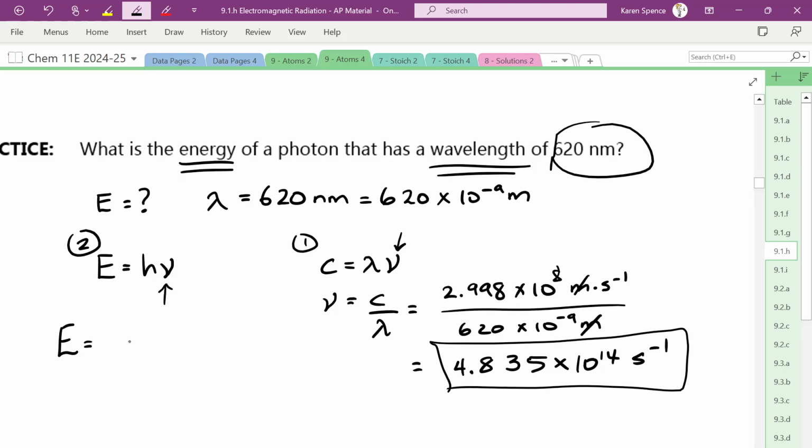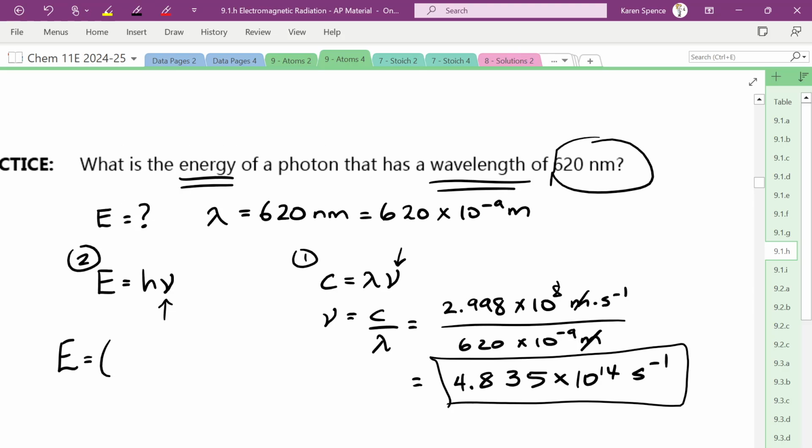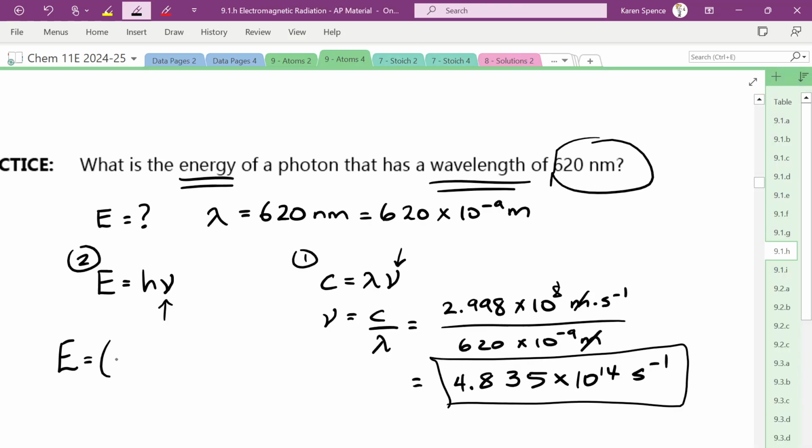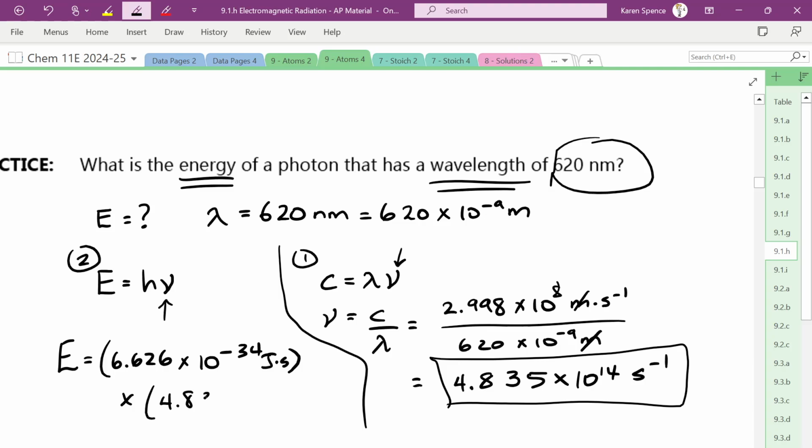And the h value is a constant, so let's go look that up. h is 6.626 times 10 to the negative 34, and the unit is joule seconds, and I've not left myself enough room here, so I'm going to say times 4.835 times 10 to the 14 seconds to the negative 1.